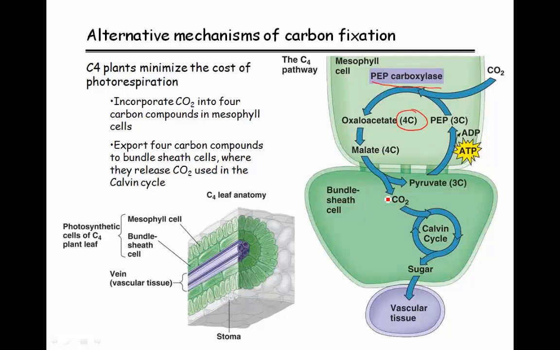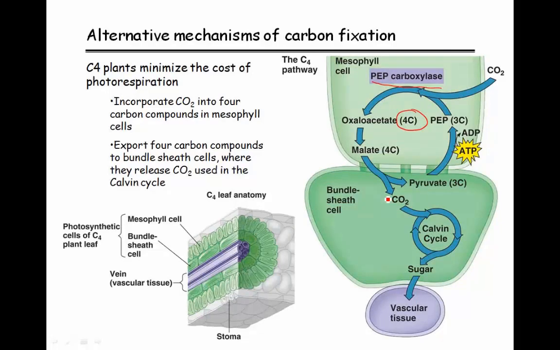Once we get it transported into a different cell, more buried in the leaf, we're going to cut the carbon dioxide back off of the 3 carbons, and this is where the Rubisco enzyme is going to be present. What we're doing is we're essentially releasing the carbon dioxide right in front of the Rubisco, and there's not going to be any oxygen around.